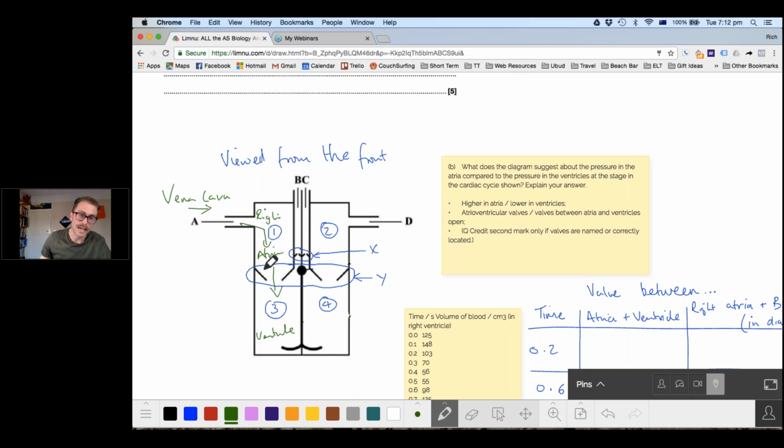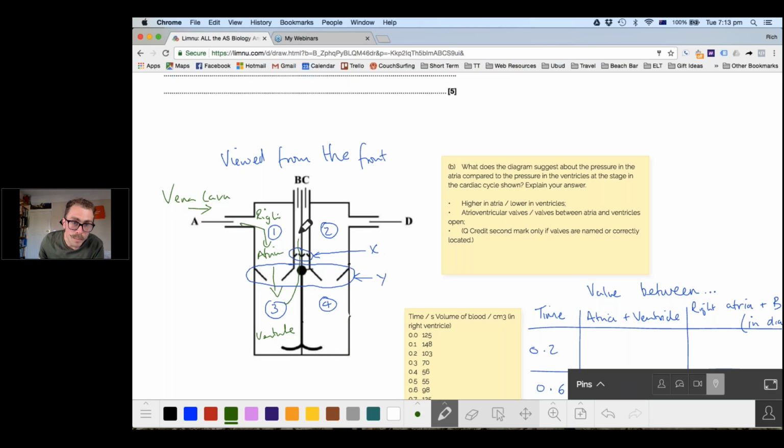Blood comes through the atrioventricular valves. If your teacher's gone with bicuspid and tricuspid, fine, they're not wrong, but I never teach them because they're confusing. You can get them wrong. You are allowed to say atrioventricular valves, the valves between the atria and the ventricle. It's almost impossible to get wrong because the name gives you the clue. So I would say atrioventricular valves all the time.